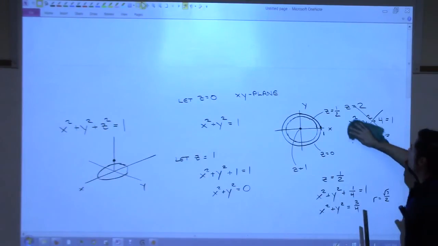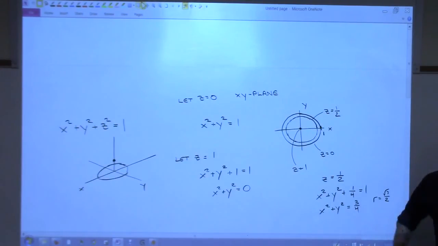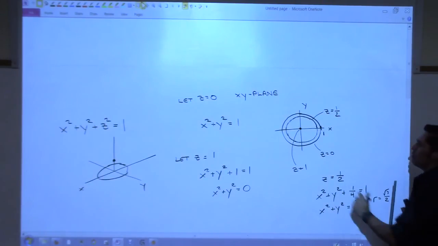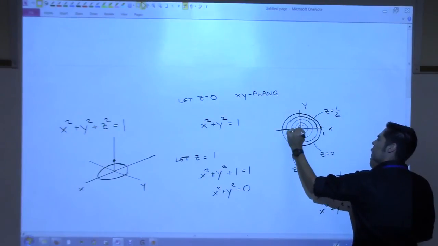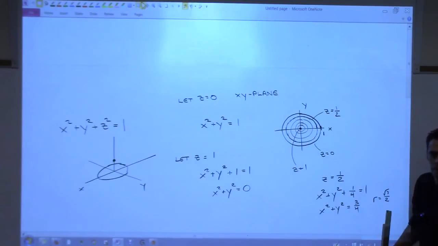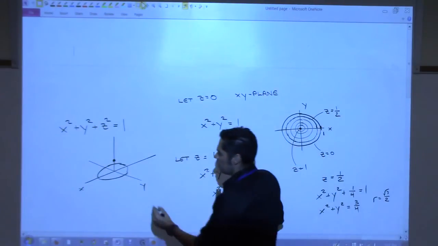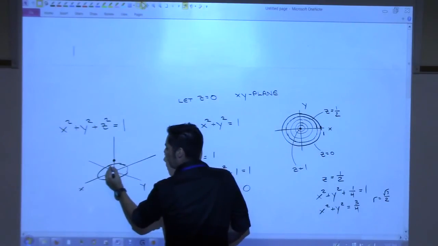And I could keep doing this, couldn't I? Over and over and over. More values of z. And what I'd start to get are these rings. And they keep getting smaller. So over here in this picture, I have a ring that's been moved up, and then another ring that's moved up, and then moved up, and then moved up.